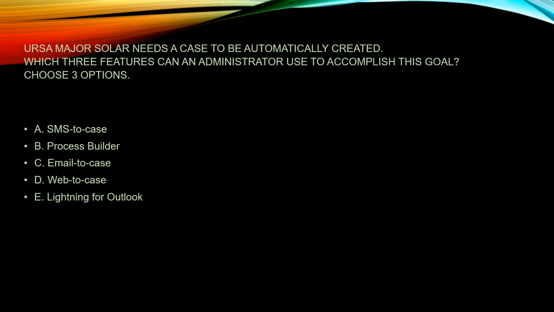And the last thing is Lightning for Outlook. First of all, Lightning for Outlook wouldn't help much of anything. And Lightning for Outlook is to get your Lightning calendar on Outlook. So that is just to trip you up because it's an internet thing. So it's not going to be text because it doesn't work that way. But Process Builder, email to case, and web to case. Let's see if we're right. And we are.